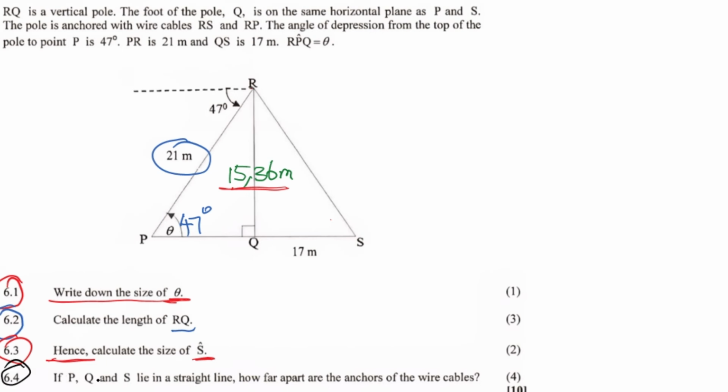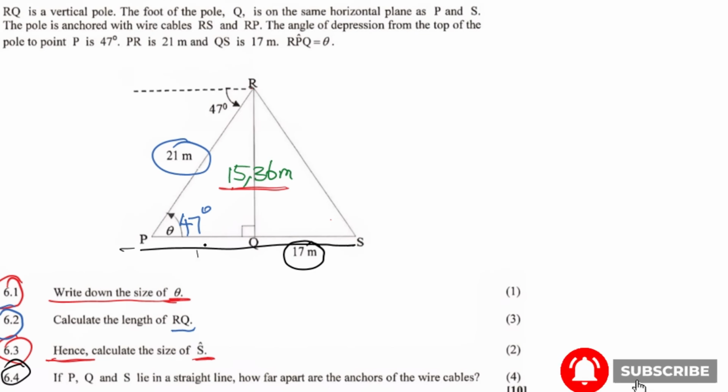6.4. If P, Q, and S lie in a straight line, how far apart are the anchors of the wire cables? So we need to find the length of PS. We already have the length of QS, but we do not have the length of PQ. So we need to find PQ, and that is going to be easy. We will use the adjacent side and the hypotenuse, so we can use cos to find the length of PQ.